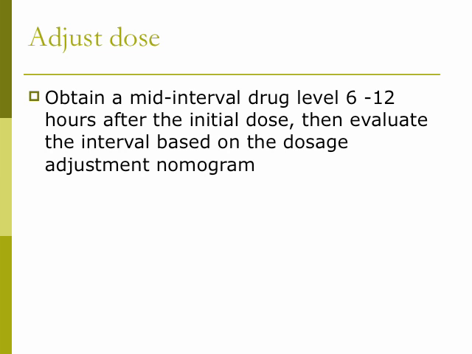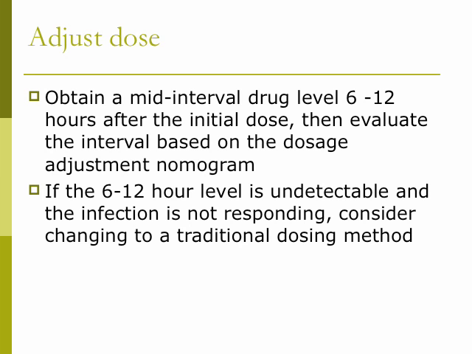And essentially what you do is you give the patient a dose based on their milligram per kilogram, and then you obtain a mid-interval drug level between 6 to 12 hours after the initial dose. And you don't have to wait for steady state, because these patients really never get to steady state. You're only giving them one dose and letting them eliminate over a period of time. So you don't have to wait the 3 or 4 half-lives. You can do it with that first dose that you give them. Then evaluate the interval based on the dosage nomograms. If the level that you obtain at the 6 to 12 hour mark is undetectable, or the patient is responding, you might want to consider changing the patient to traditional dosing.